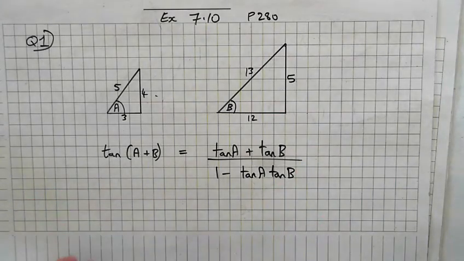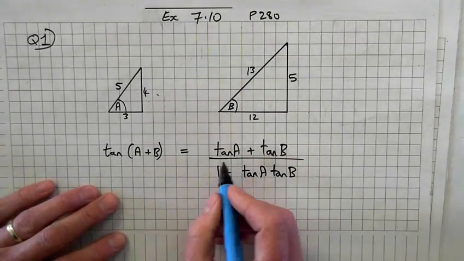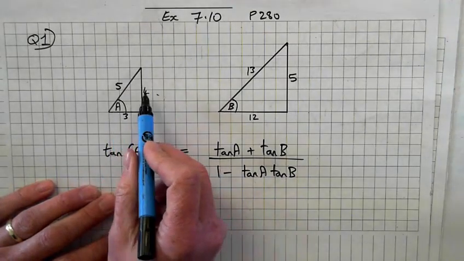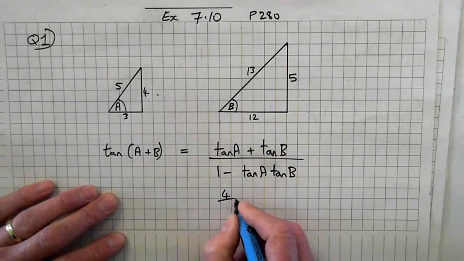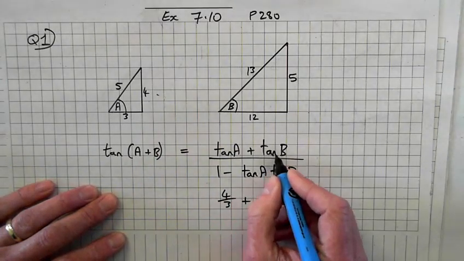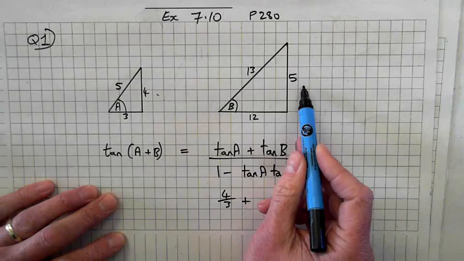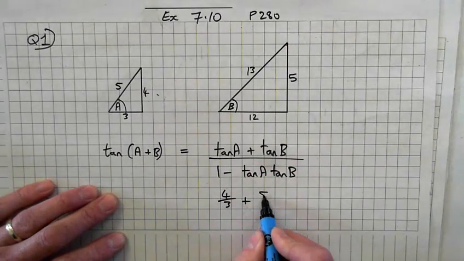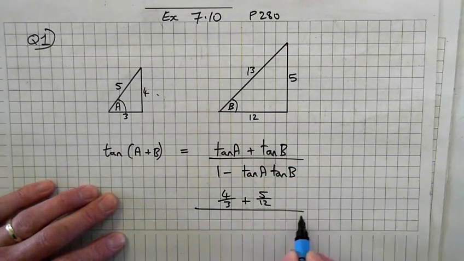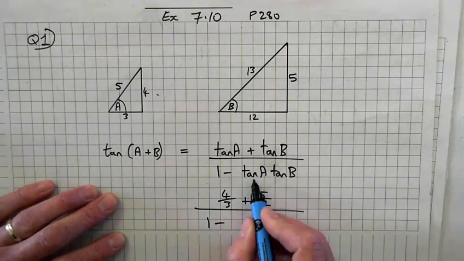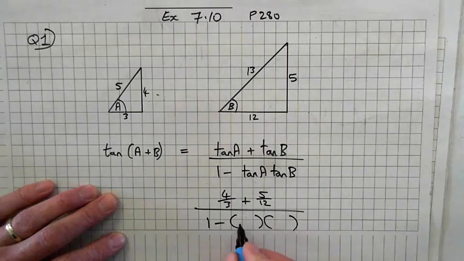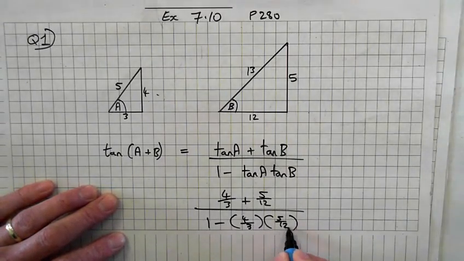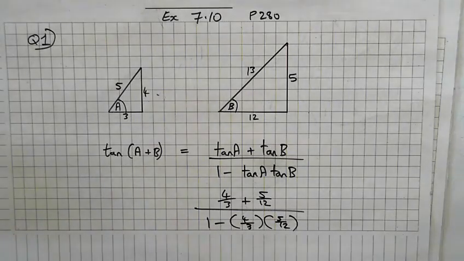Alright, so we're just filling in a formula. Tan is opposite over adjacent. Tan of A, opposite 4 over 3. Plus tan B, opposite over adjacent, 5 over 12. All over 1 minus tan A times tan B. Tan A again is 4 over 3 times 5 over 12.